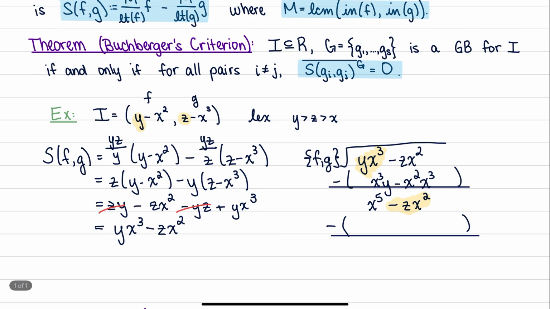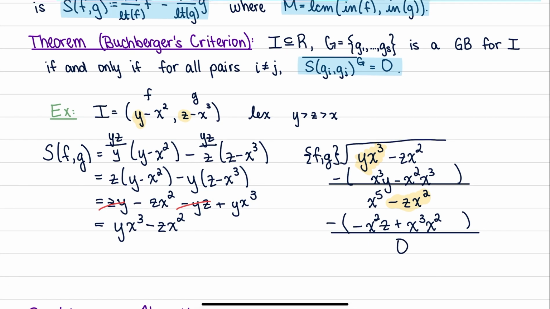And let's see, there's g. I have to multiply by x squared, and then that still won't work. I have to multiply also by -1. And now I have minus zx squared plus zx squared, and I have x to the 5th minus x to the 5th. So I do end up with 0. I did not in fact lie to you. This is in fact a Gröbner basis, as proved by Buchberger's criterion.